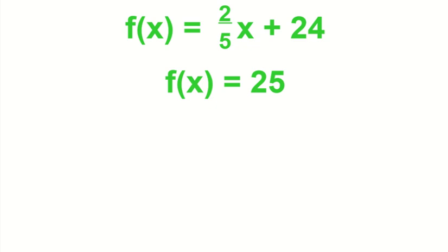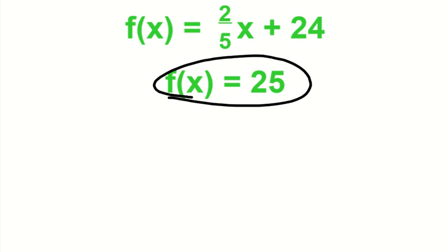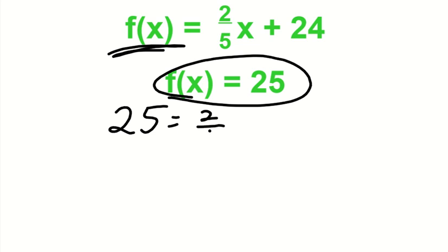All right, so what happens different on this one? We got to solve for x. It tells us f of x equals 25. That means that 25 is going over here. So we would have 25 equals 2/5 x plus 24. Your test, I don't think, has any like this, but that doesn't mean check-in or an EOG or EOC won't, okay? So we still got to be able to do them.